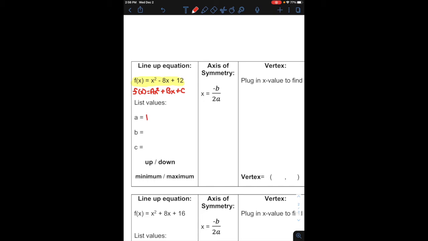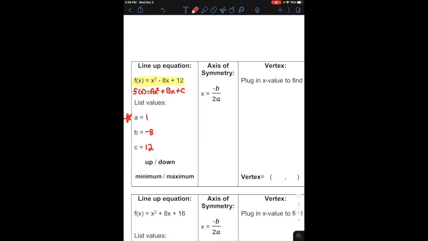The b coefficient is negative 8, and c would be 12. We also want to identify whether this quadratic equation is going to tell us whether the parabola is going to be facing up like a U or down like an N. How do we determine that? That's all with the a value. That's going to tell us whether it's going to be facing up or down.